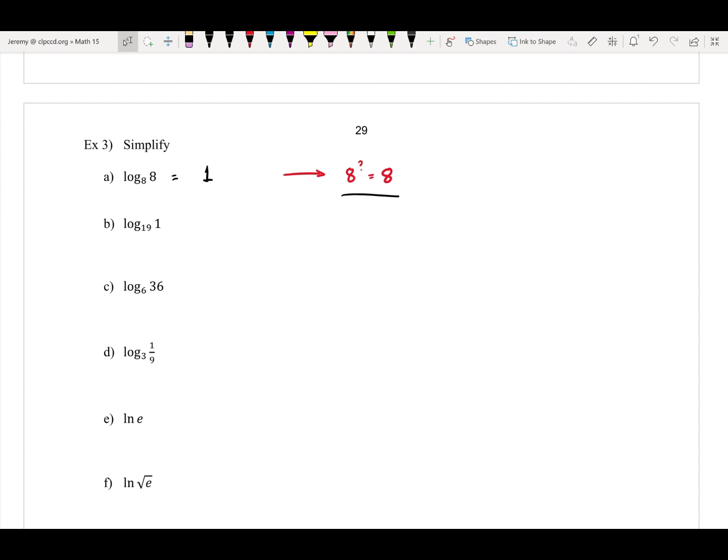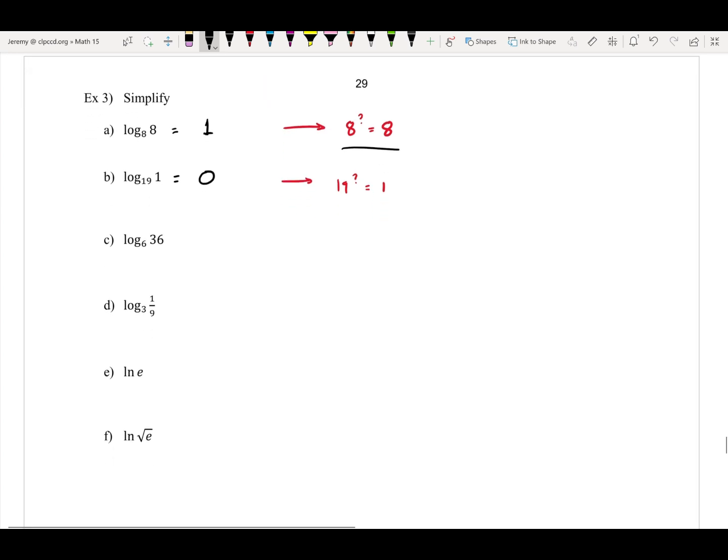How about this one, log base 19 of 1? Well, the exponential form is like 19 to what power is equal to 1? Well, hey, remember, anything to the 0th power is equal to 1. So this must be equal to 0. Right? So we're really coming up with the exponent. That's what we're looking for. Like the logarithm itself, like when we evaluate a logarithm, really what this simplifies down to is the exponent.